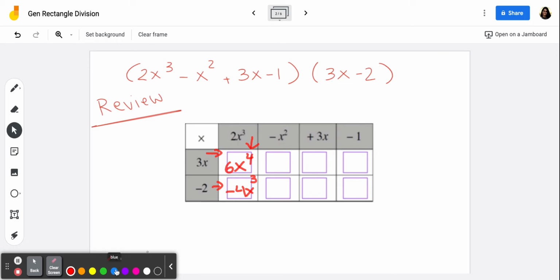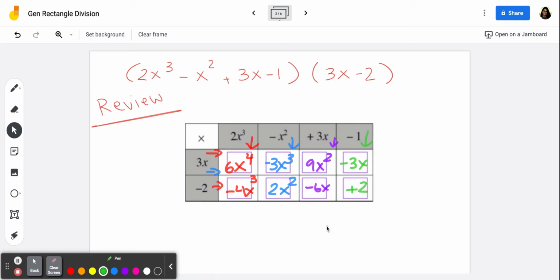We keep going, so next I'm going to multiply this row times 3x. So this would be negative 3x cubed, because x squared times x, and this would be positive 2x squared. All right, we keep going. I'm going to multiply this row now. 3x times 3x is 9x squared, and 3x times negative 2 is negative 6x. And finally, in our last row, we have a negative 1 times 3x is negative 3x, and negative 1 times negative 2 is positive 2.